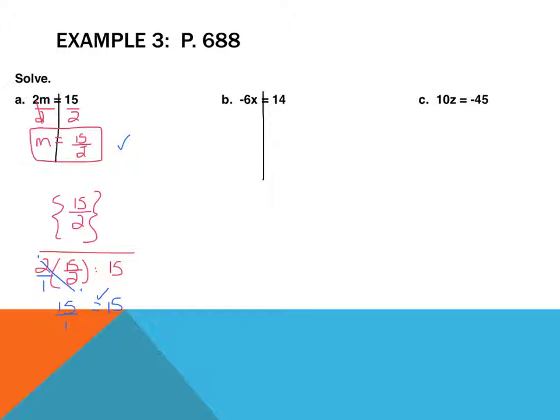Alright, example B. Negative 6 times x, so we'll divide by negative 6. And that gives me x equals negative 14 over 6, but I can reduce that. They're both even, so I can divide by 2. So 14 divided by 2 is 7, 6 divided by 2 is 3. So x equals negative 7/3, and write that in set notation.